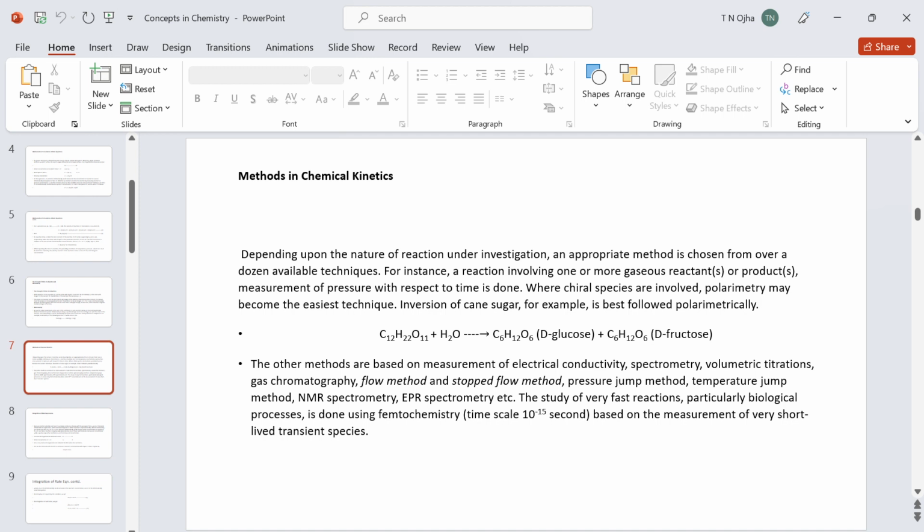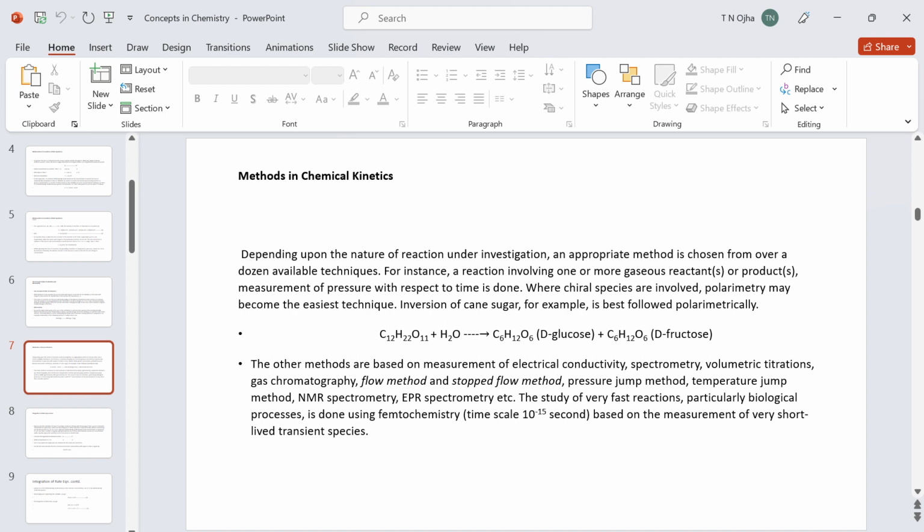Experimental methods in chemical kinetics. Depending upon the nature of the reaction under investigation, an appropriate method is chosen from over a dozen available techniques. For instance, for a reaction involving one or more gaseous reactants or gaseous products, measurement of pressure changes with respect to time is done. Where chiral molecules are involved, polarimetry may be the easiest technique to follow. Inversion of cane sugar is an example of polarimetric kinetics.